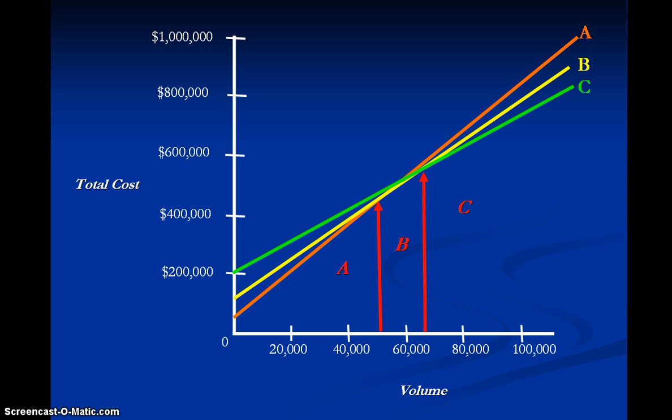This is where we left off. Now what we can do is actually find the volume at which these intersection points take place. So for example, 50,000 is this intersection point, and then moving over we have 66,667. So this essentially gives us our decision rule.